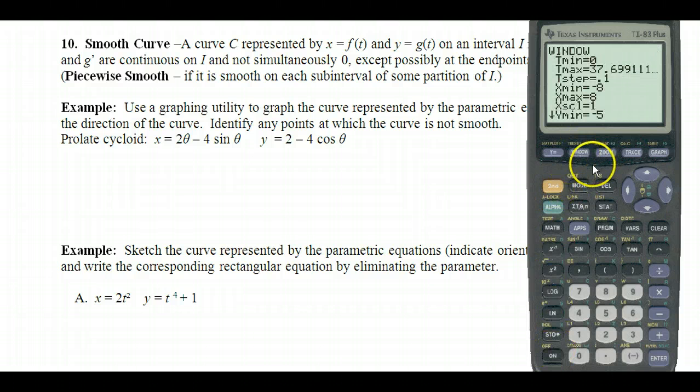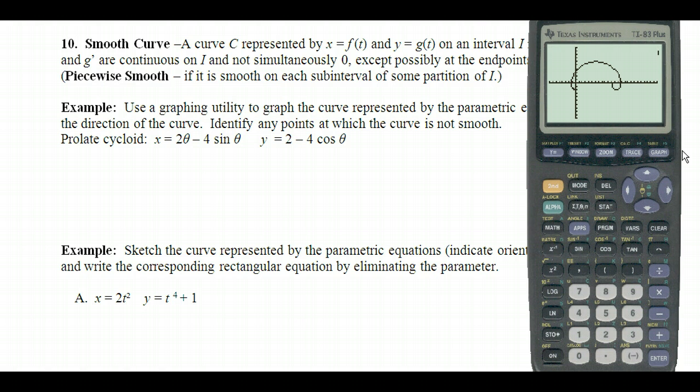All right, window settings. My t's are fine. My x's, I need to make them much bigger. We can keep it at -8 and go to like 25. My y's, I think -5 to, maybe -10 to 10. But we know we want something like a cycloid, like our last graph. This shows a little bit more.